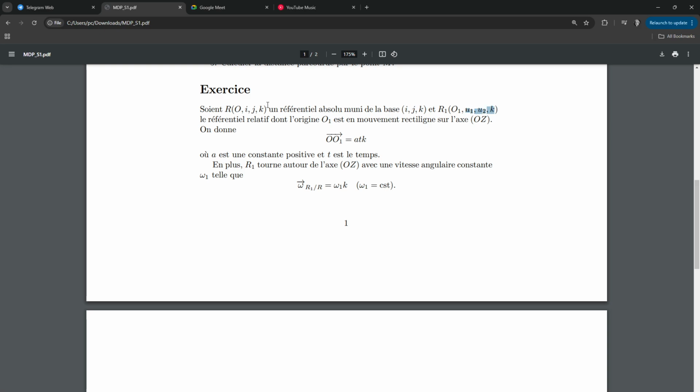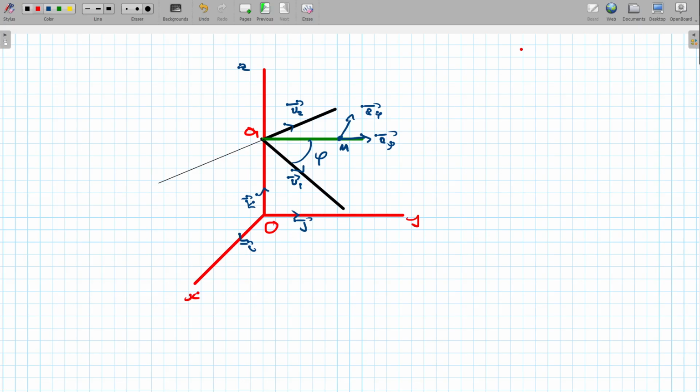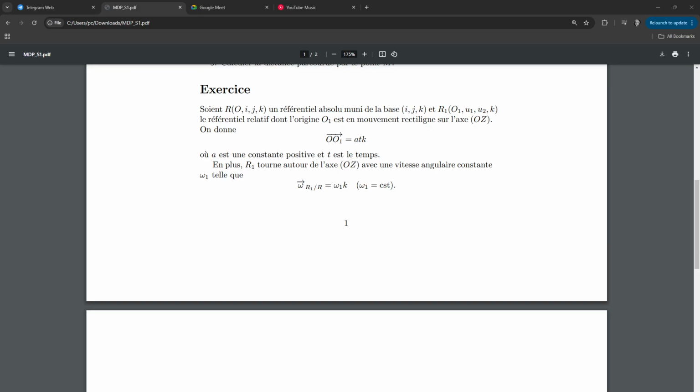So here we can see that we have k, k, meaning the z-axis of the reference frame that is fixed, the absolute one, is the same as the z-axis of the reference frame that is moving. They share the same z-axis. If we go back to the diagram, we can see that they share the z-axis. That is why I've just drawn the z-axis in red here. Okay, fine, we understand. Now, on donne O O1, the vector OO1 is equal to at k.